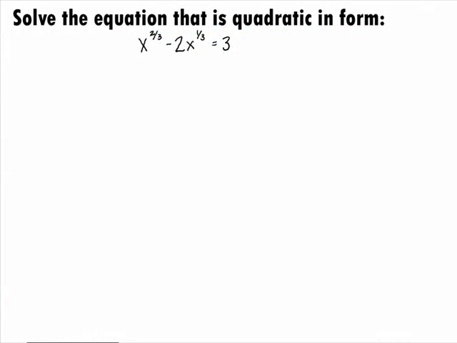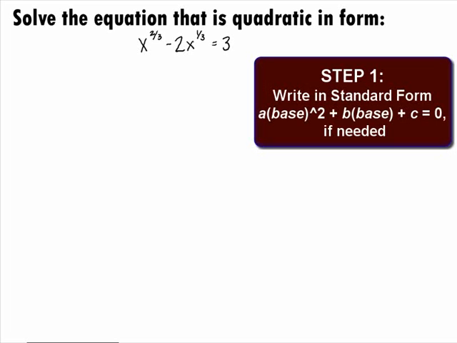In this example, we want to solve the equation x to the 2/3 power minus 2x to the 1/3 power equals 3, which is quadratic in form. In step 1, we want to write the equation in standard form. An equation is quadratic in form if it can be written as a times some base being squared plus b times that same base plus c equals 0.